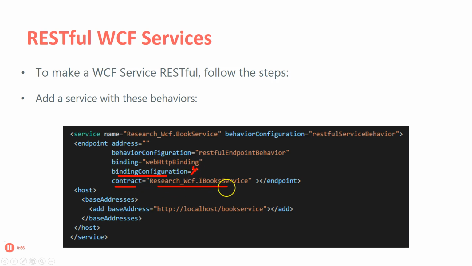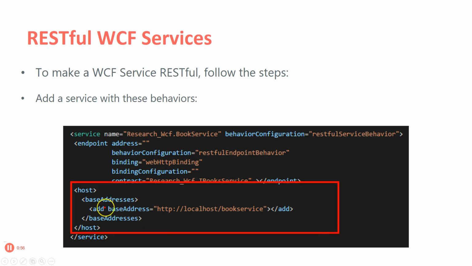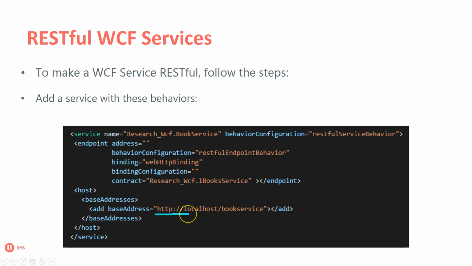And here we need to specify our contract. So this endpoint will route to which contract. As well, we need to have a host, where we're going to set our base address. And here we're saying the base address is http://localhost/bookservice, for example.